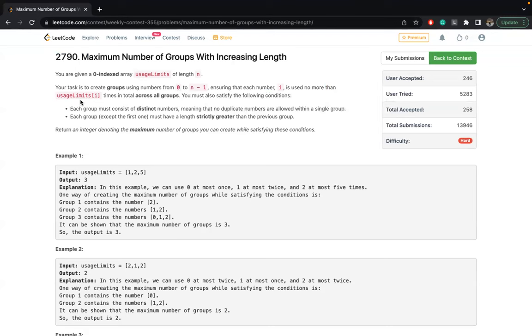For any number i, you can use it usageLimits[i] times. You have to find the number given at that index, and that many times you can use that number in a group. Each of the groups should have a different count, in such a way that each group must have a length strictly greater than the previous group.